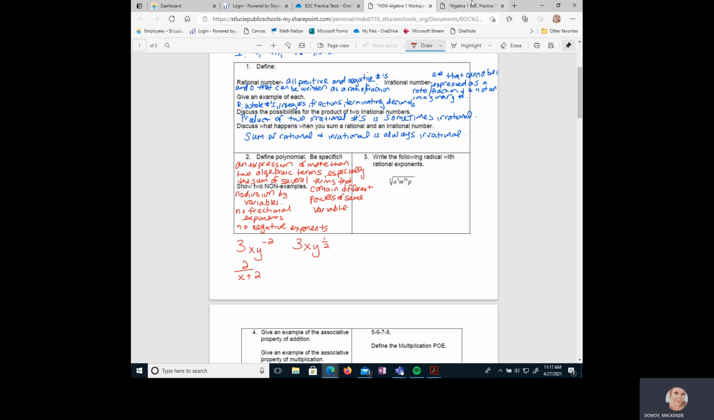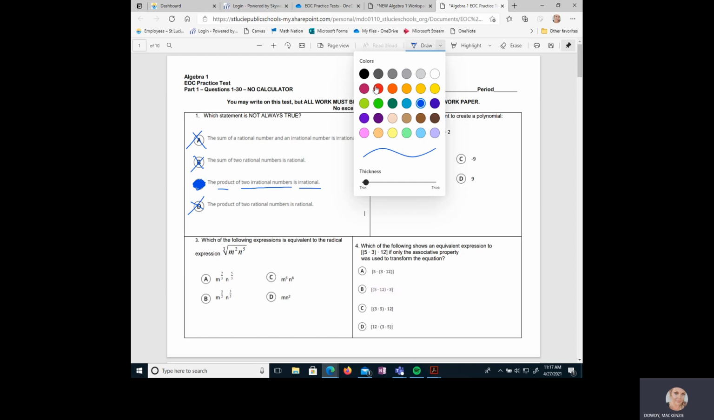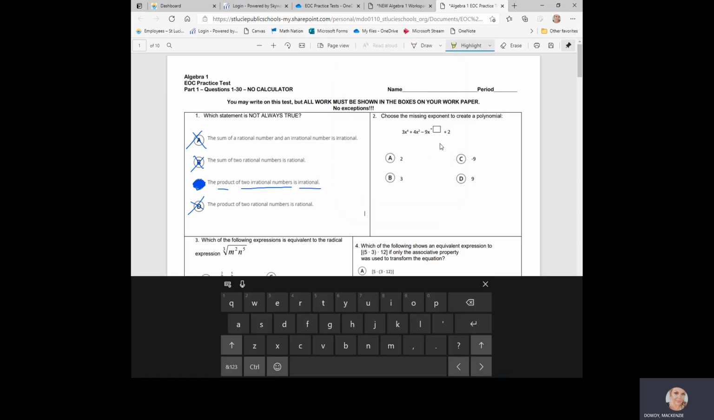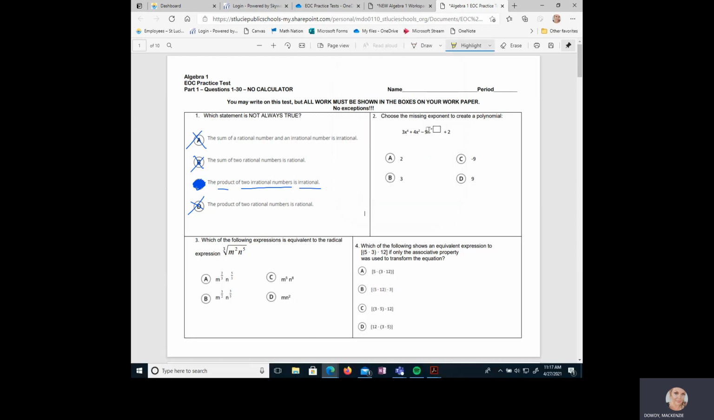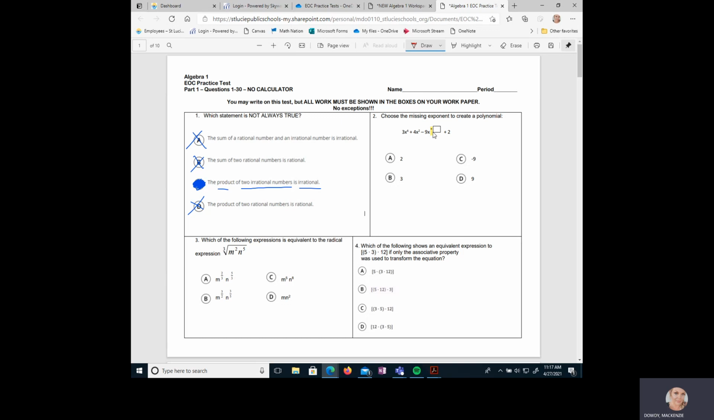So now come back over here to the questions, and it's asking you to choose the missing exponent to create a polynomial, and they try to trick you. You need to notice that there is a negative right there. Because there is a negative right there, we need to get rid of that negative. And the only way to get rid of the negative is to add another negative and make it a double negative makes a positive. Okay. So the only option that we have is C, -9, because that would turn into a +9.